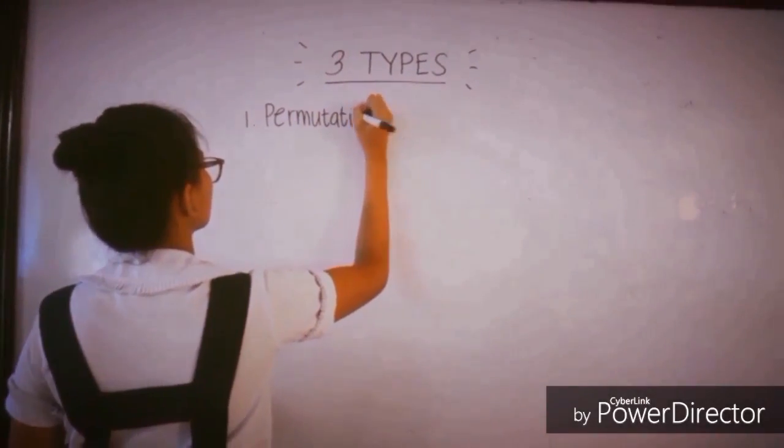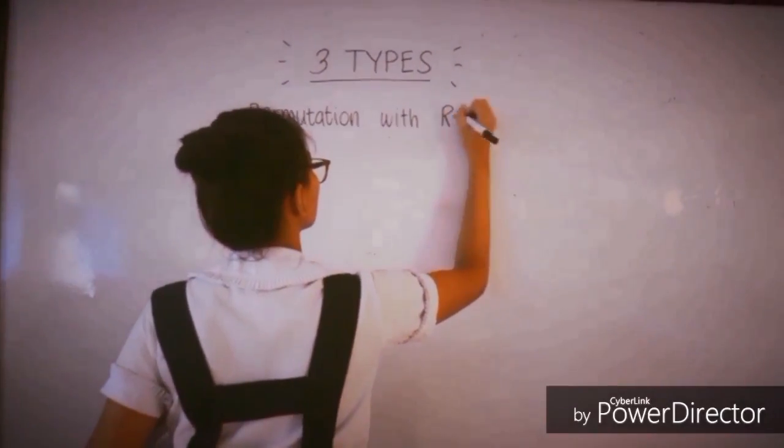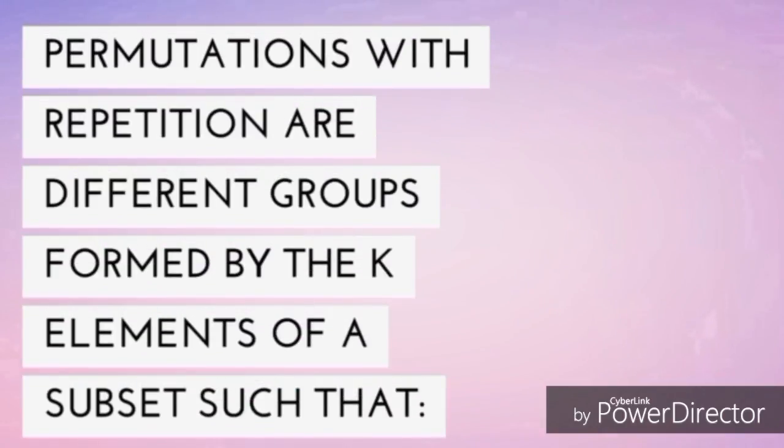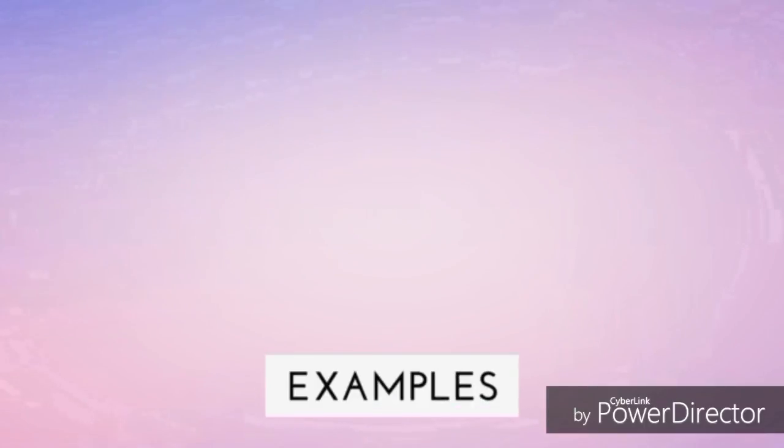The first type of permutation is permutation with repetition. Permutations with repetition are different groups formed with the key elements of a subset such that the order of the elements does matter. The elements are repeated. Let's have some examples.